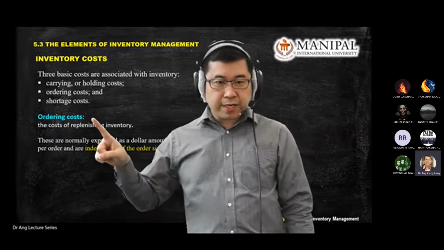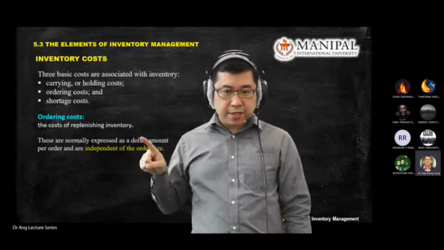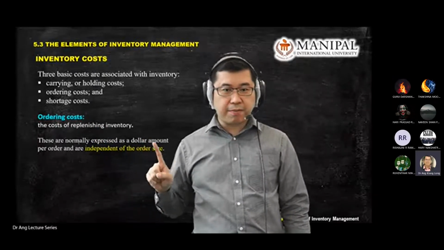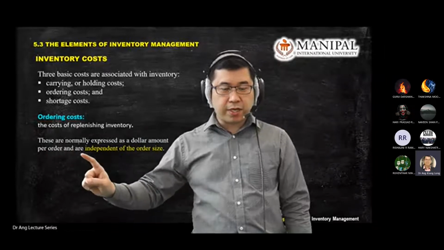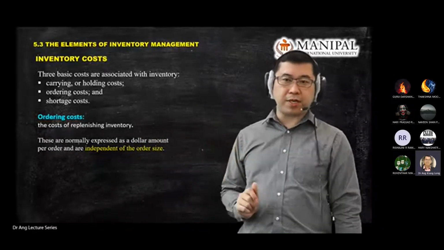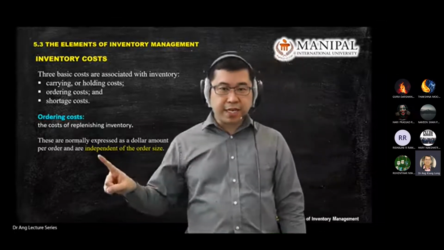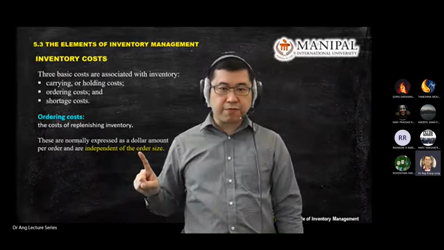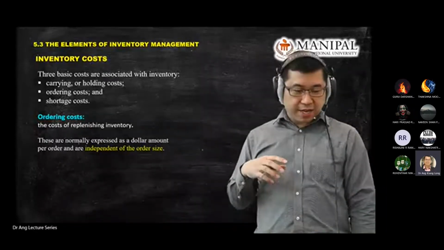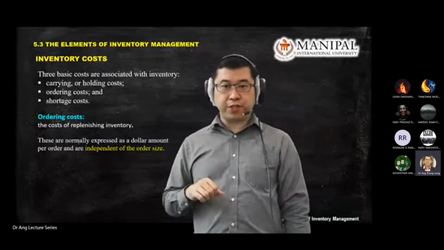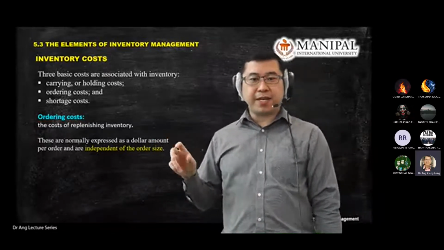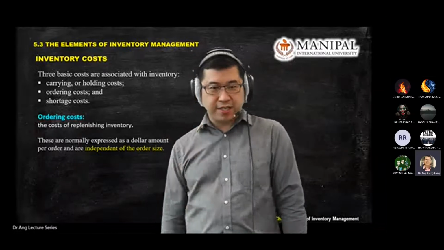When you talk about ordering costs, you need to take note: it is in the unit of dollar amount per order. We call it per order. Normally, you will quote per order, right? And it's independent of the order size. It doesn't care how many you put into the fridge. It's just interested in how much money you spend in that order.